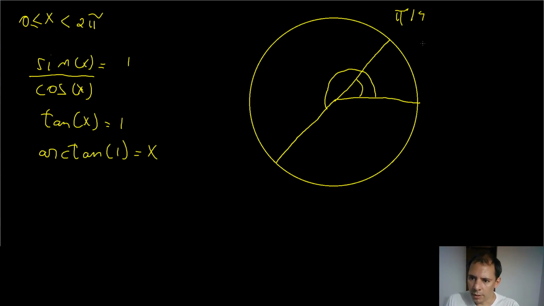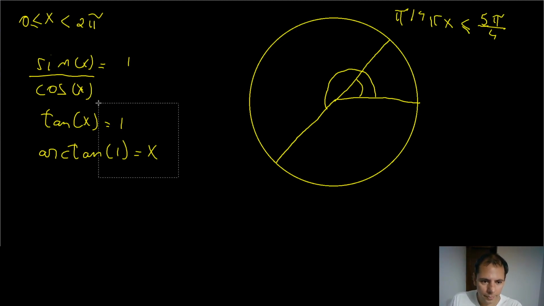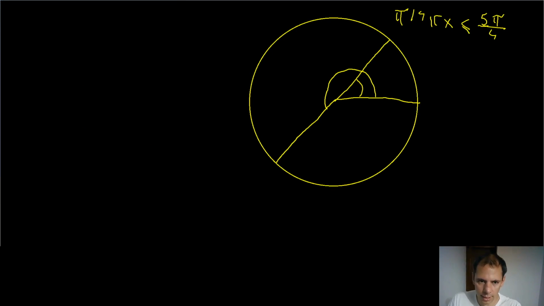For pi divided by 4 and 5 pi divided by 4, okay? So the x is going to be between these things, right? It'll be x is greater than or equal to this, and it's going to be less than or equal to that. Okay, the equals, there you go. Fine.